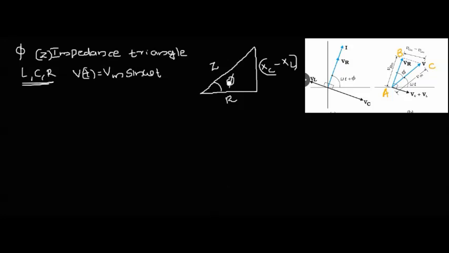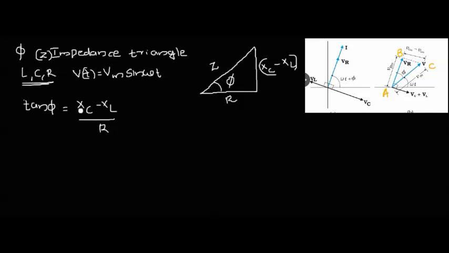Now from this triangle, you can write what is tan phi. From this triangle, tan phi will be equal to Xc minus XL divided by R. Right. Now the value of phi is in terms of all the known parameters.